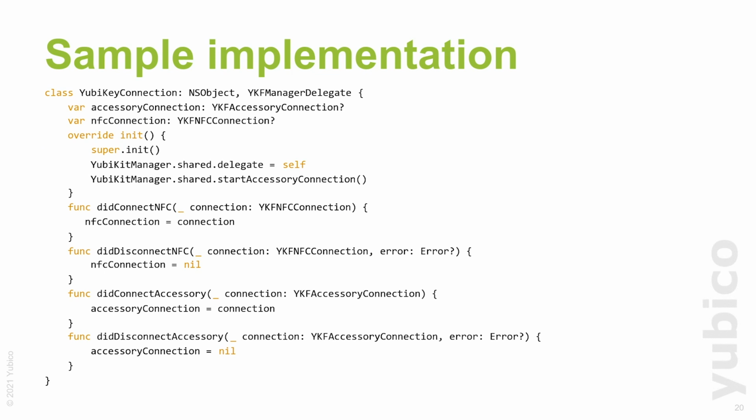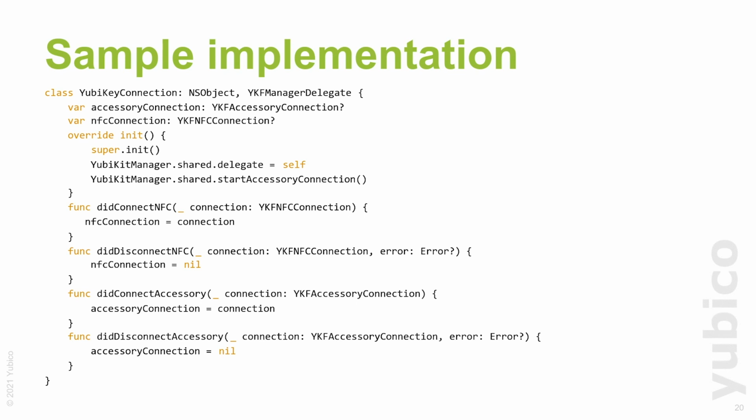So this is a sample implementation of the YKF Manager Delegate protocol. We've got two variables, accessory connection and NFC connection. These are optional variables, so they either have an accessory connection or they're nil if there is no accessory connection. And the same goes for the NFC connection.